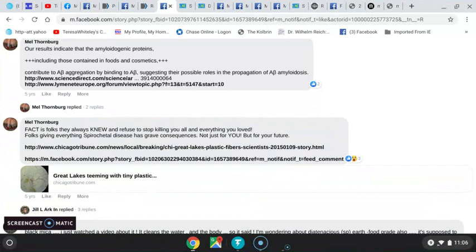Our results indicate that the amyloidogenic proteins, including those contained in foods and cosmetics, contribute to AB aggregation by binding and suggesting their possible roles in the propagation of amyloidosis.